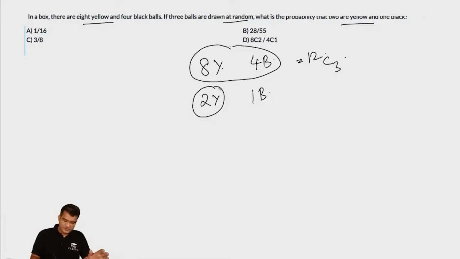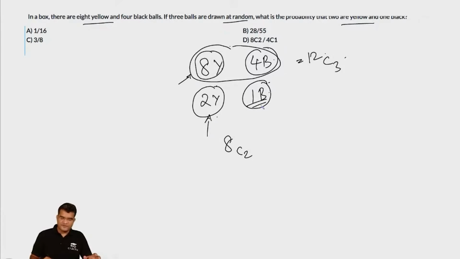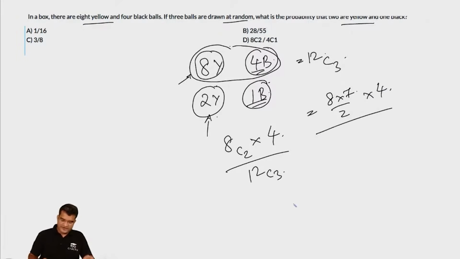Now, what is the number of ways in which you can draw 2 yellow balls and 1 black ball out of 8 yellow balls and 4 black balls? The number of ways in which you can draw 2 yellow balls out of 8 yellow balls is 8C2. And the number of ways in which you can draw 1 black ball out of 4 black balls is 4, which is essentially 4C1. So the required probability is 8C2 into 4 divided by 12C3. You can simplify this. 8C2 will be equal to 8 into 7 divided by 2, into 4, divided by, what is the value of 12C3? It will be 12 into 11 into 10 divided by 6.